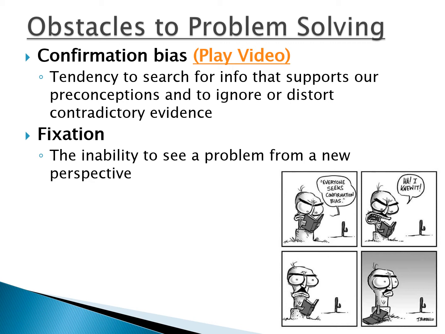So what we're going to be talking about now is some obstacles to problem solving. What are some of the things that get in the way of us solving the problem? Confirmation bias is one that we've heard before. There's a video that I'll add to the playlist that talks about confirmation bias. Confirmation bias is the tendency to search for information that supports our preconceptions and to ignore or distort contradictory evidence.